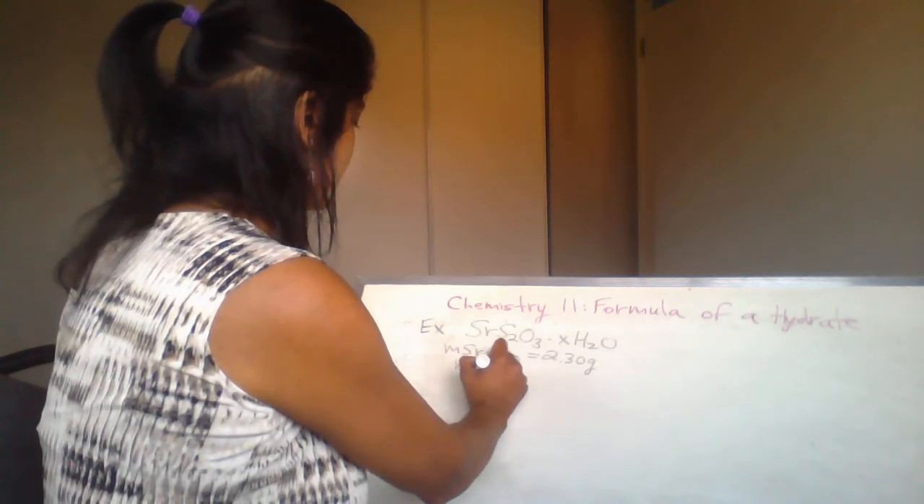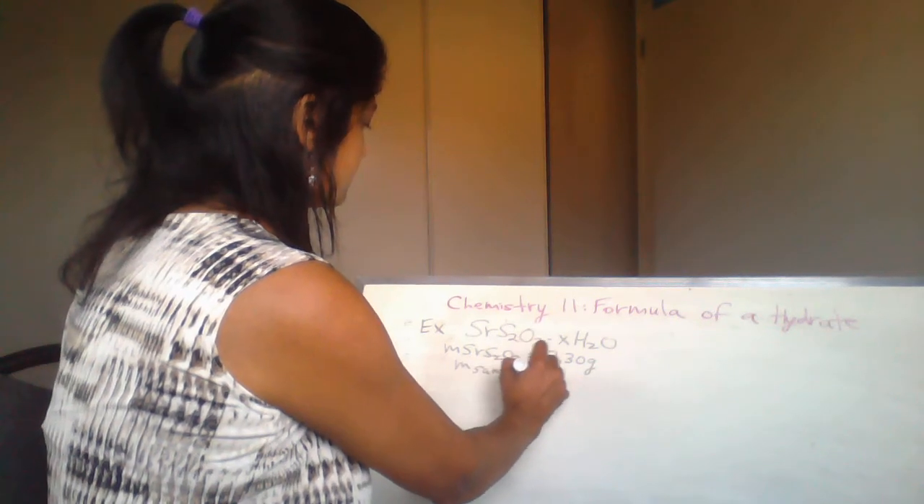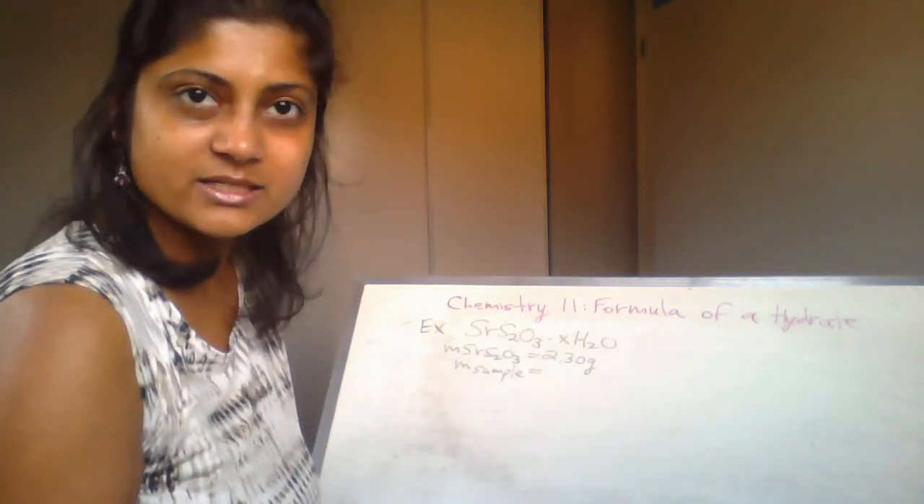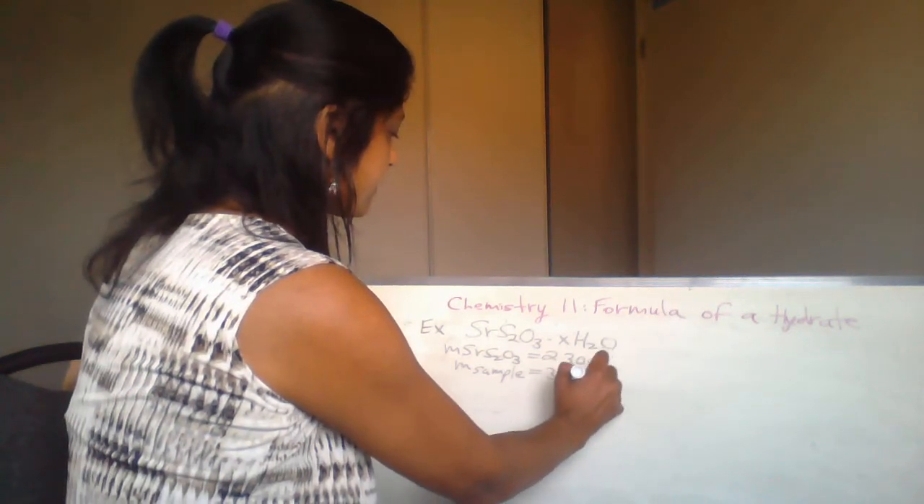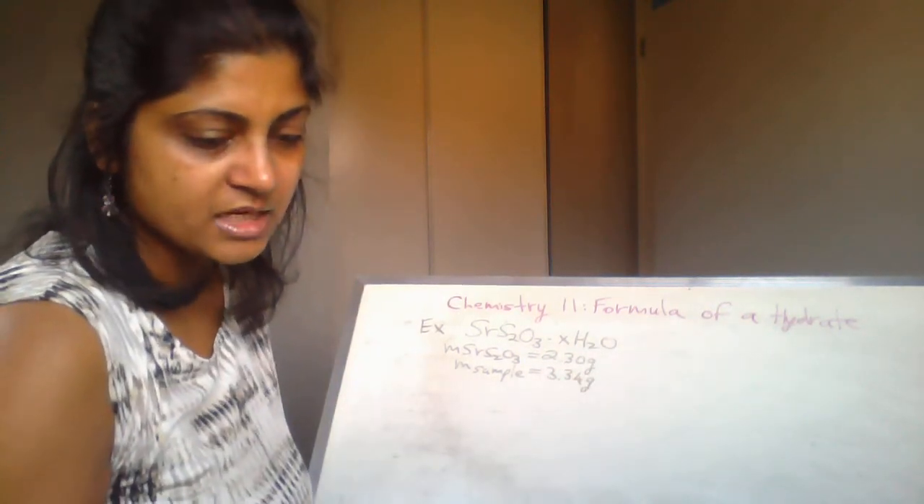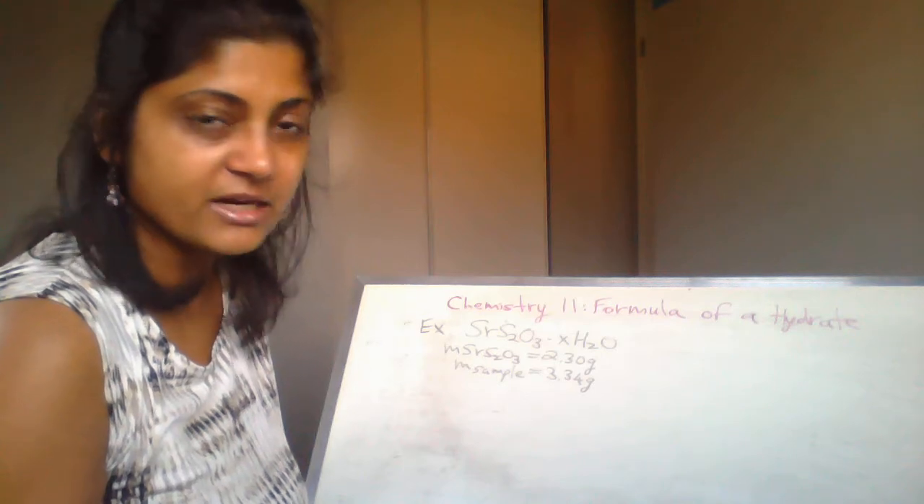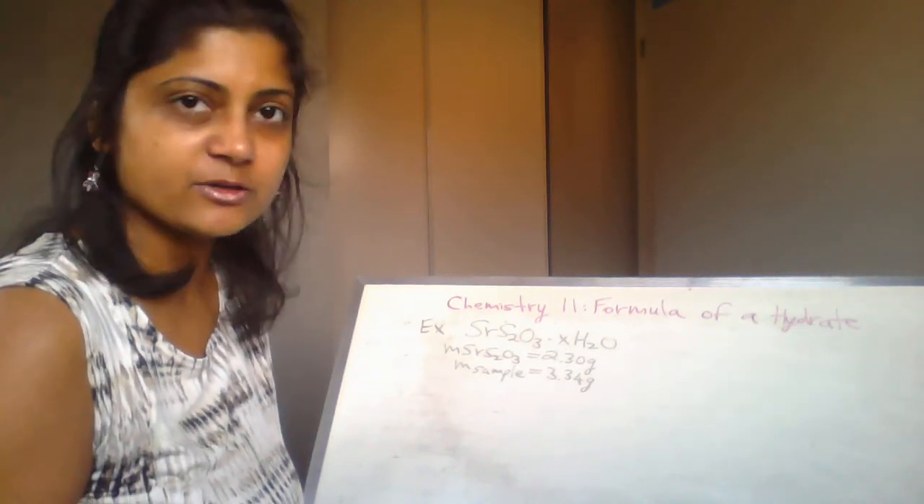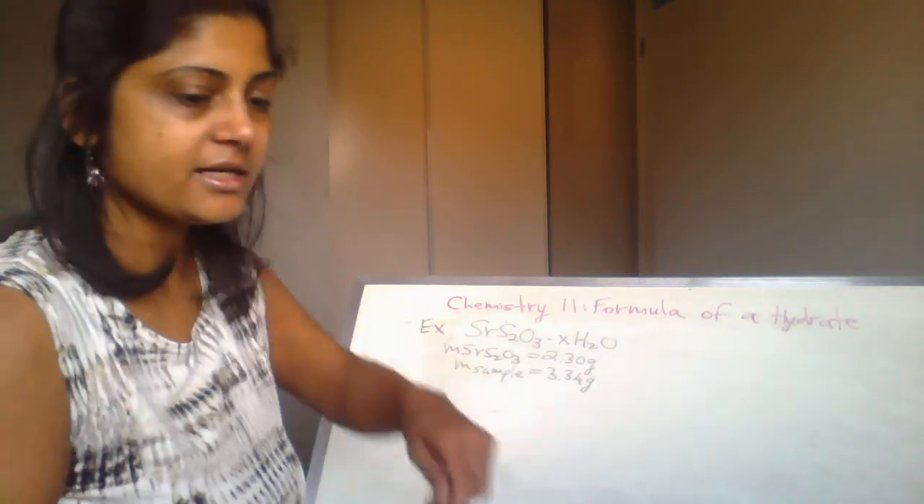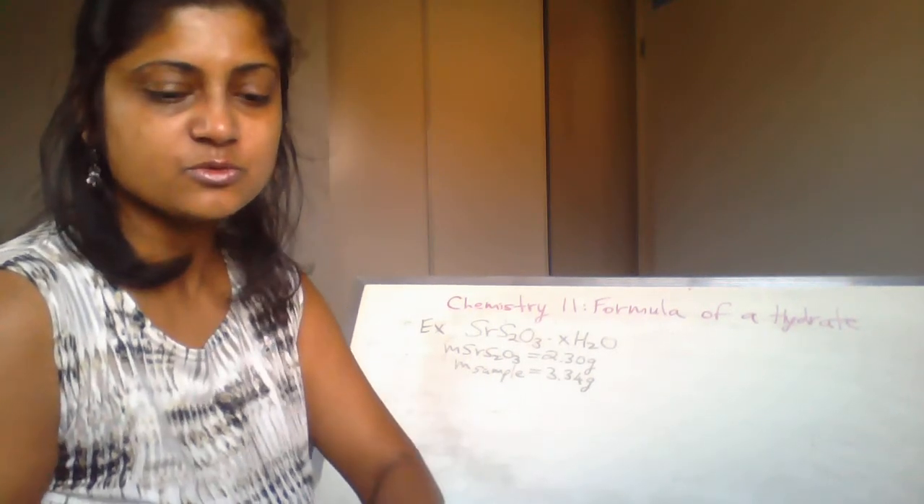I'm going to put mass of the sample, again just so we can see all the values here. The mass of the sample is 3.34 grams, and again we're looking for the value of X. I have the strontium S2O3.